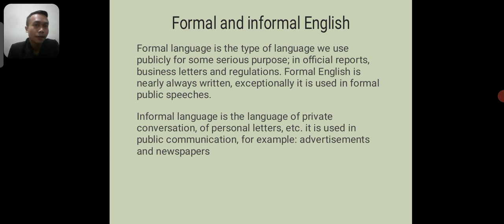And then we have the next slide, formal and informal English. Formal language is the type of language we use publicly for some serious purpose in official reports, business letters, and regulations. Formal English is nearly always written, especially it is used in formal public speeches. Informal language is the language of private conversation, of personal letters, etc. It is also used in public communication, for example, advertisements and newspapers.